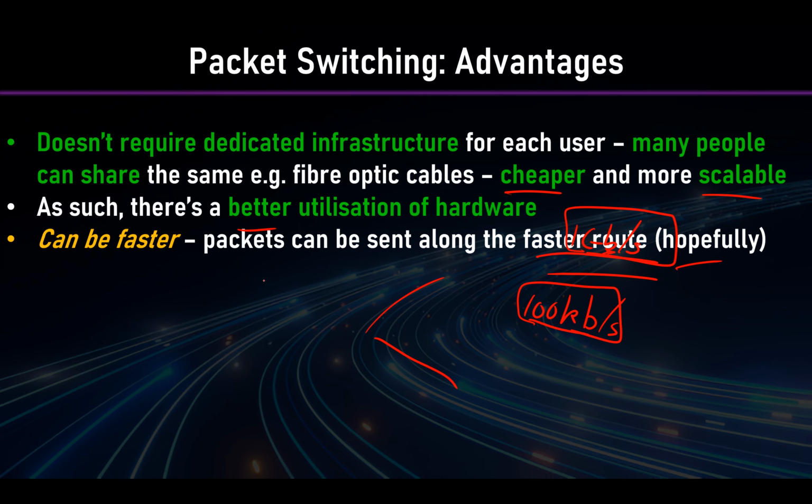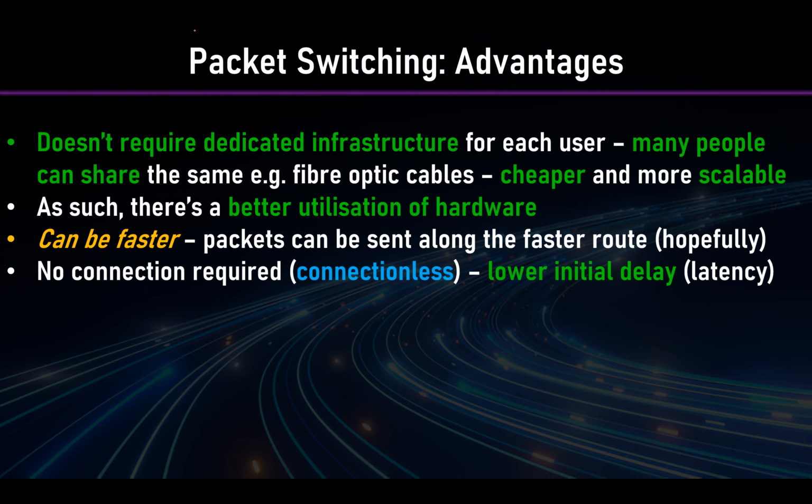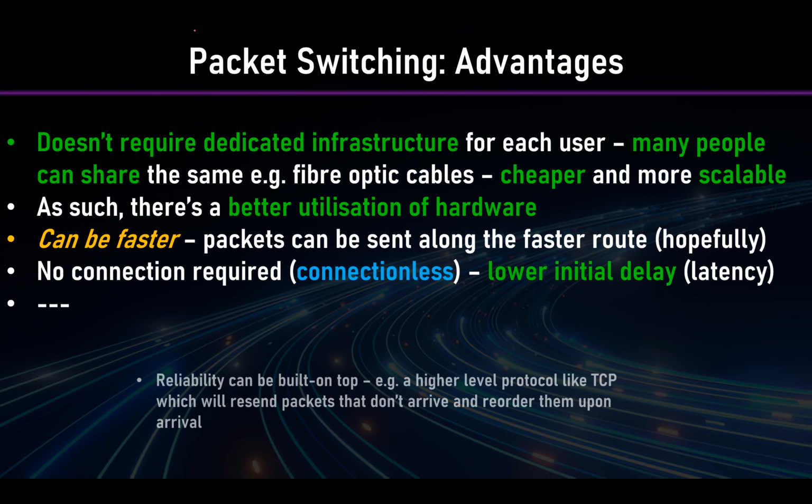Whereas with circuit switching, if we think here, this is our wire, it's all just going to go in a continuous stream. So obviously packet 1, packet 2, packet 3, just in order. Then this one, I think we mentioned, no connection required, you can also call that connectionless. This means a lower initial delay, lower latency, because again, you don't have to check they're available, you just send it.